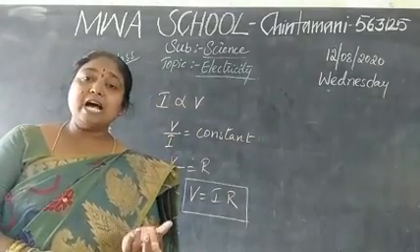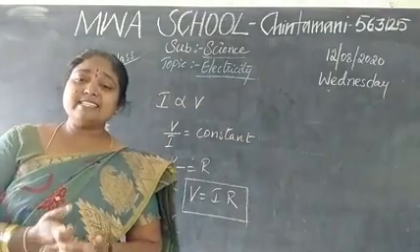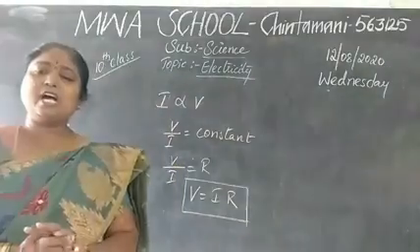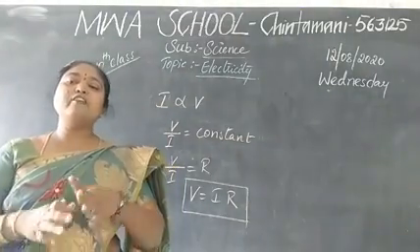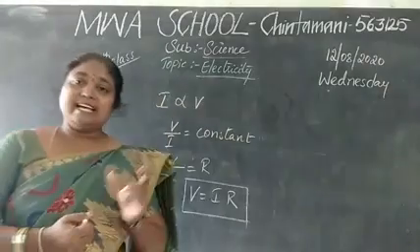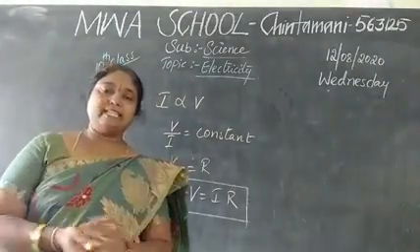What do you mean by R? R is called resistance. Then what do you mean by resistance? Resistance is the property of a conductor to resist the flow of charges through it.